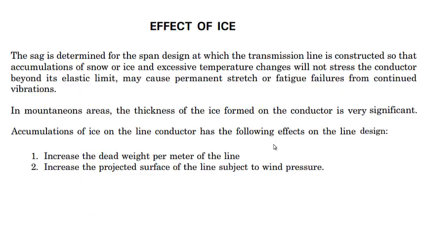Now coming to the effect of ice on the sag or on the weight of the conductor. The sag is determined for the span design at which the transmission line is constructed, so that the accumulation of snow or ice and excessive temperature change will not stress the conductor beyond its elastic limit. That may cause permanent stretch or fatigue failures from the continued vibration. This is very important because we need to design the conductor in such a way that in the worst case condition there is no damage to the conductor under the extreme conditions.